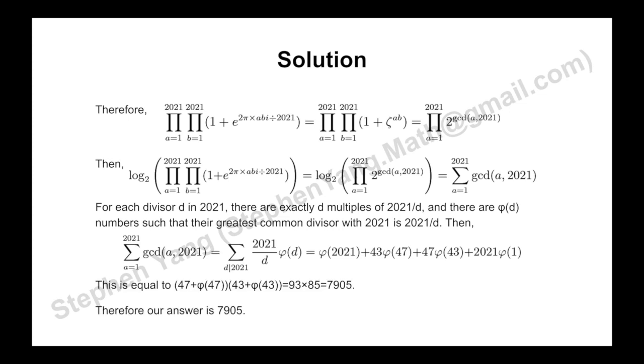And that is just equal to 47 plus phi of 47 multiplied by 43 plus phi of 43. And that is equal to 93 times 85, which is equal to 7,905. Therefore, our answer is 7,905.